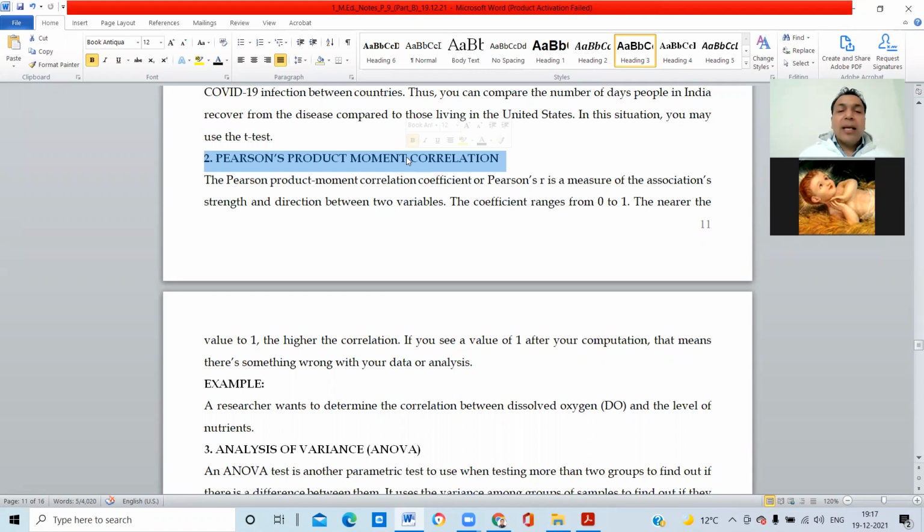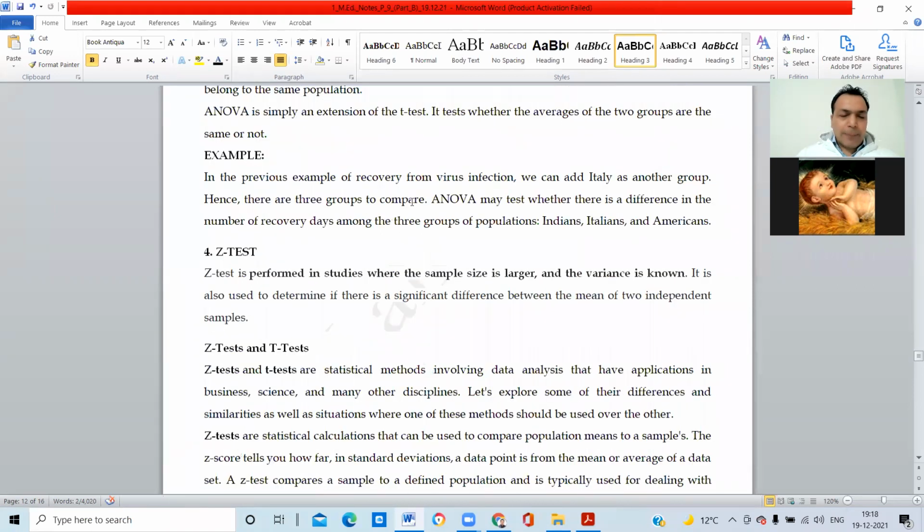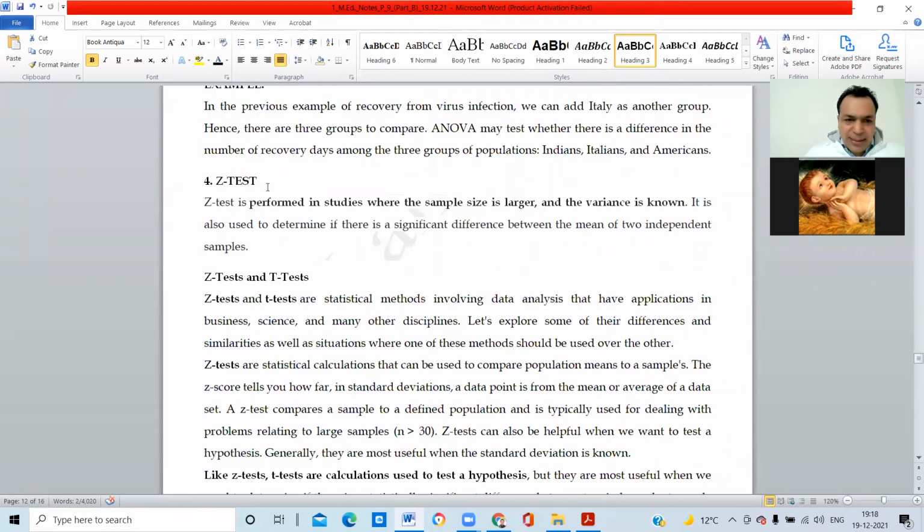And when we see the effect of one variable on a second variable, then we use the regression method. And ANOVA we have already done. ANOVA is for 3+ sample means. Z-test, what is Z-test? The fourth thing is that there is not a big difference between a T-test and Z-test.